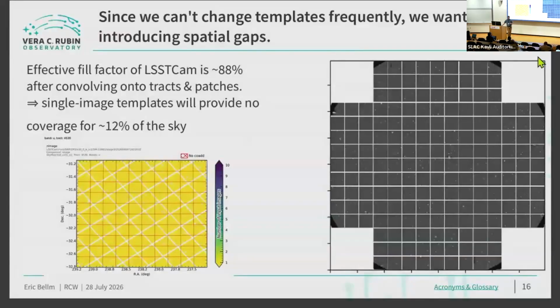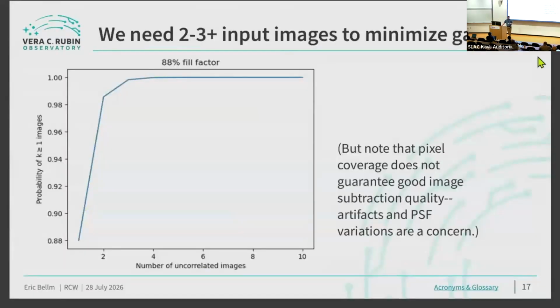So, all that is to say that as we're thinking about templates, one of the things we worry about is gaps. The fill factor of the camera is about 88% when you project it into the tract and patch space. So if you just put a single image in as a template, you would lose 12% of the sky to chip gaps. So we need to dither that out. If the dithers are random, it only takes 2 or 3 images to get rid of most of those gaps, as long as the input images are themselves template quality. So we do have to pay attention: not every image is a template quality image.